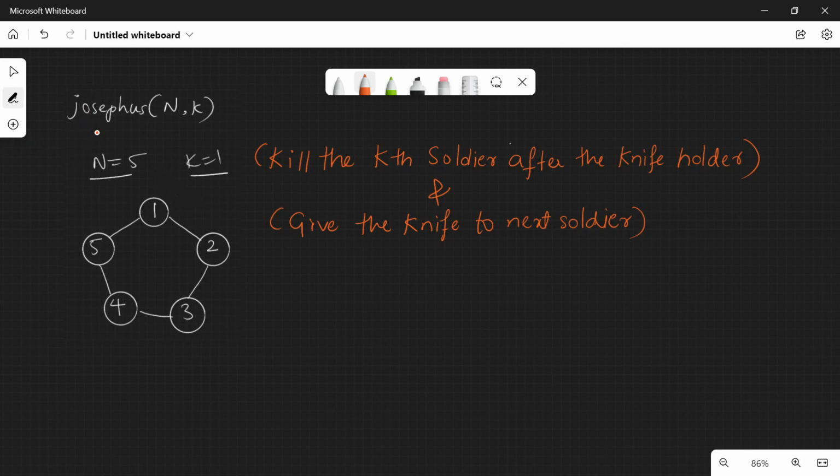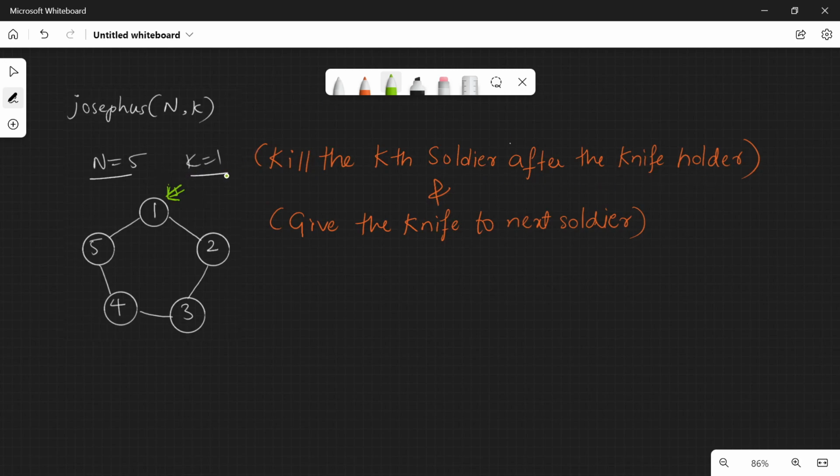So we are given n soldiers who are standing in a circle in an order, and we are also given a K. Initially the first soldier holds the knife. Now the first soldier kills the kth soldier after the knife holder. The problem states: kill the kth soldier after the knife holder.